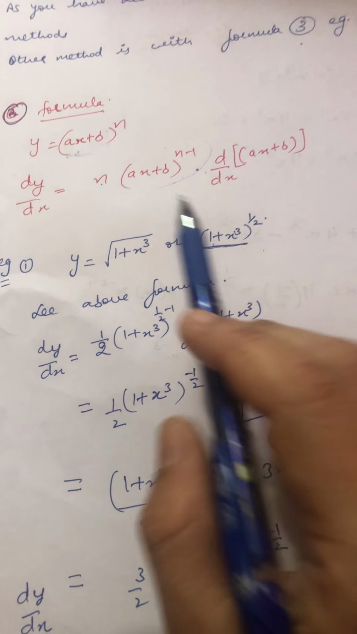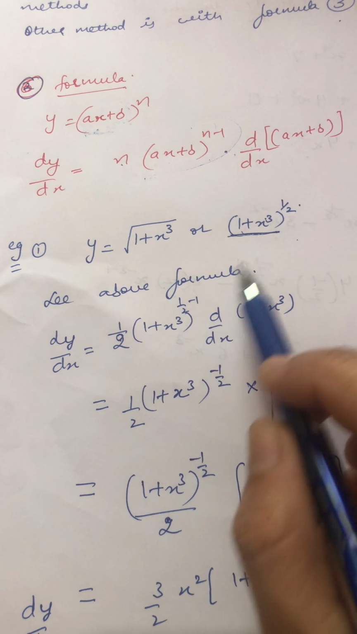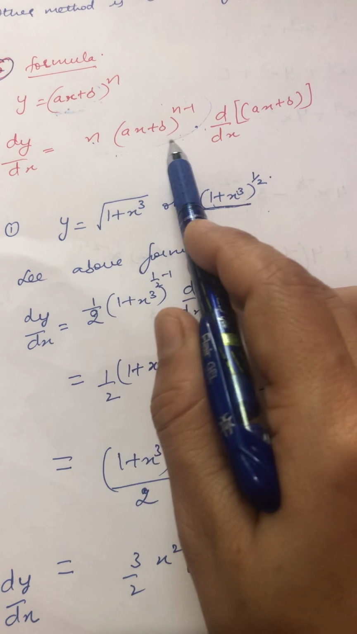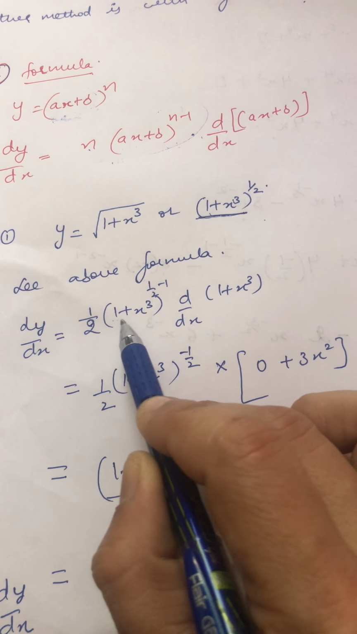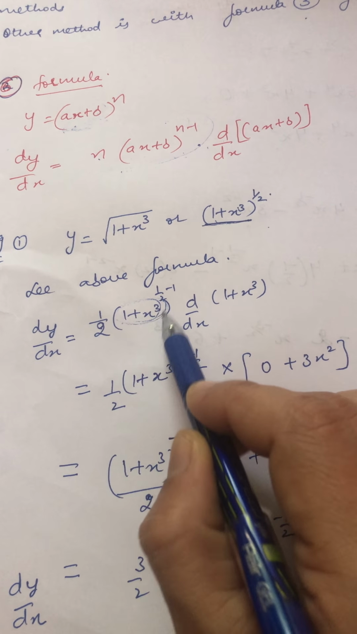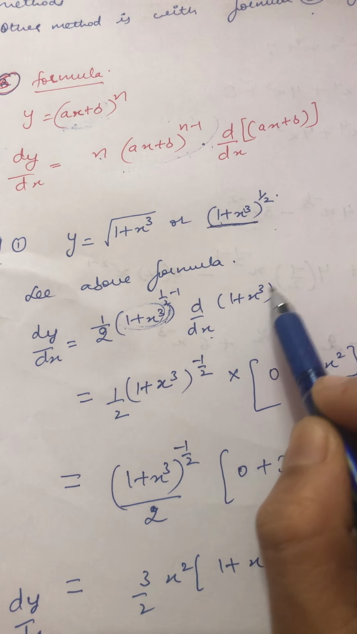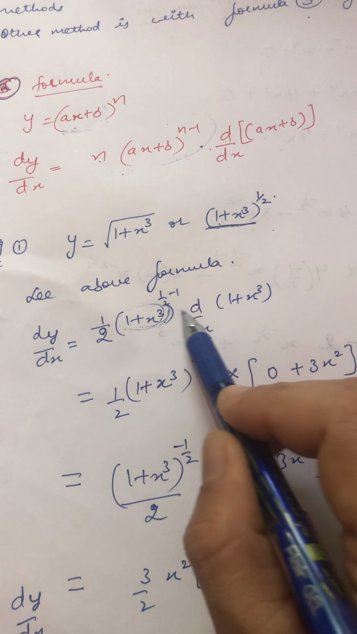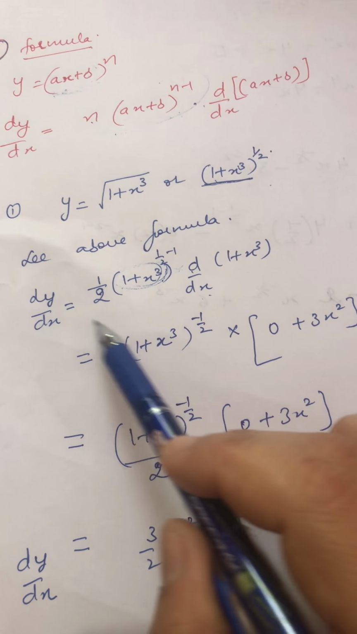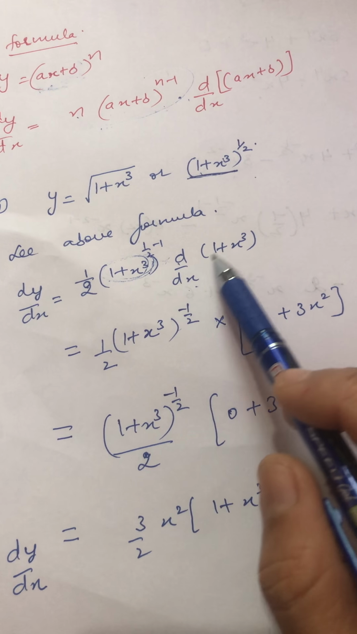So here I will apply this one formula. 1 by 2 will come forward and (1 plus x cube) raised to power 1 by 2 minus 1, same as this. Then I will take the derivative of only this function, that is 1 plus x cube, and multiply it here. So the solution of this is 1 by 2, (1 plus x cube) raised to power minus 1 by 2, into the derivative of this.